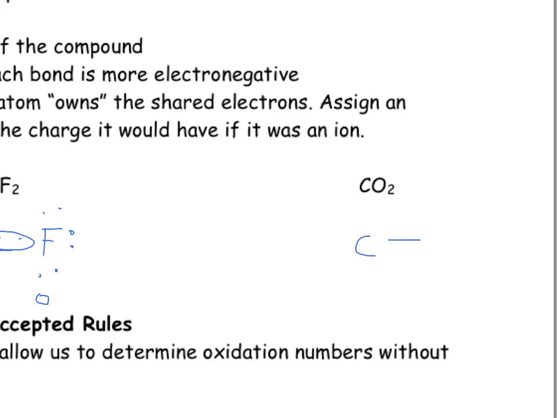Finally, CO2. O is stronger in its electronegativity than carbon is. Because each O will pull on 2 electrons, we will give them an oxidation number of -2. And because the carbon is losing 4 electrons, it will have an oxidation number of +4.